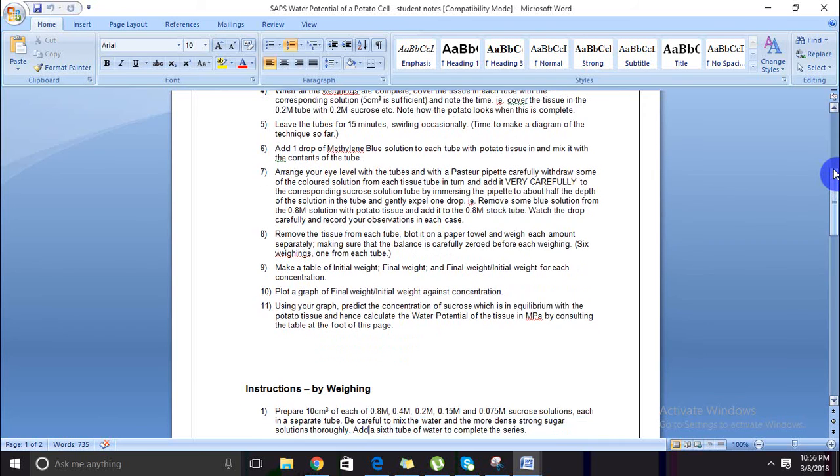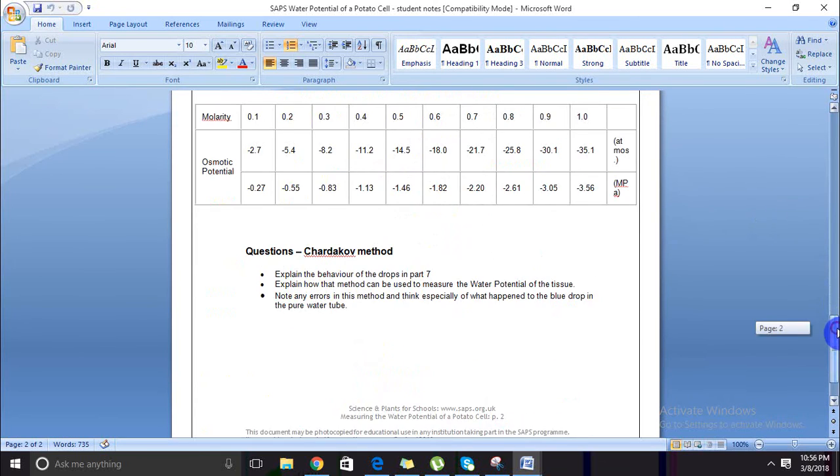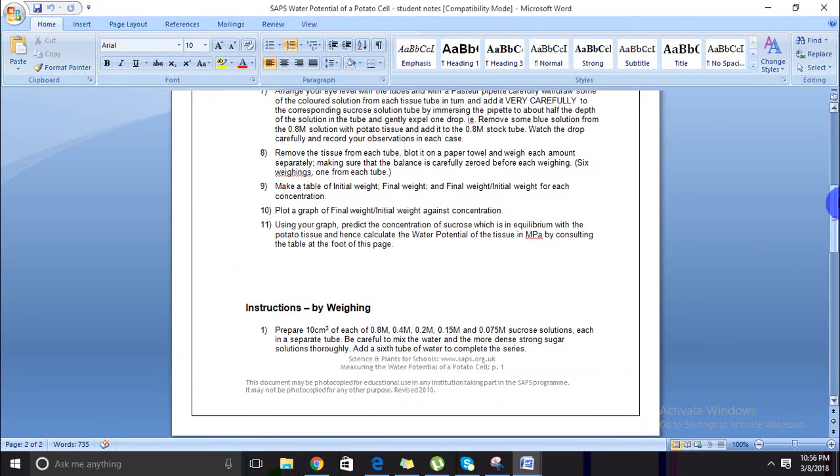I'll just leave this. So if you have to do this by weighing, it will be much easier. We just did that one.